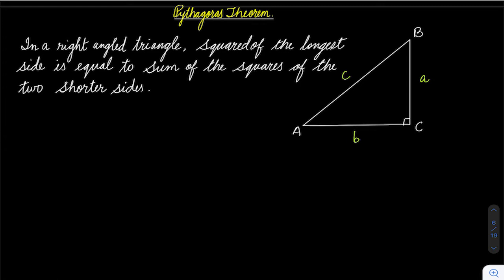Let's take a triangle ABC, right angled at C. I have taken the lengths of the sides as a, b, and c, as you can see in the figure. Now the square of the longest side. The longest side in case of a right angle triangle is always the hypotenuse. So the longest side is c. So I can say c square is equal to the sum of squares of the shorter sides. The shorter sides are a and b, so a square plus b square. This is Pythagoras theorem.